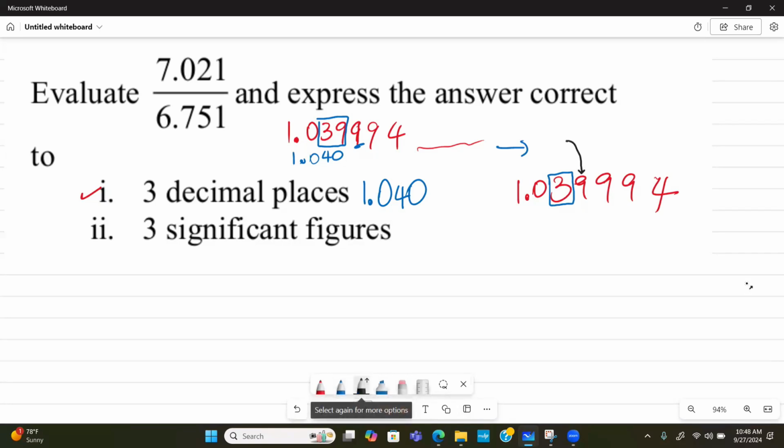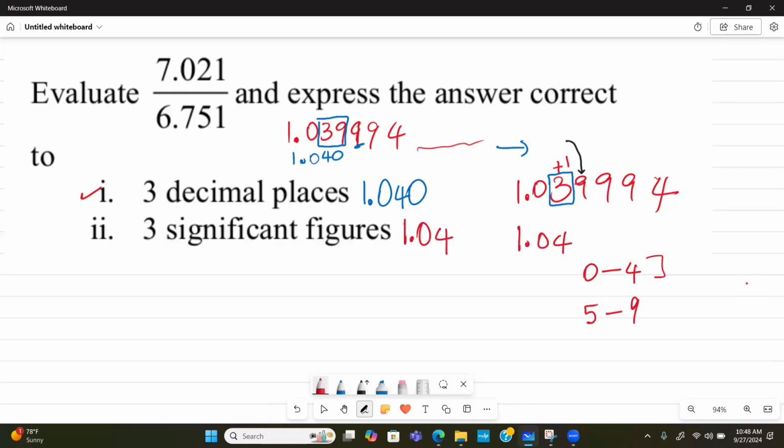Remember, the principle remains that if the digit next door is from 0 to 4, you leave the spot. But if it is from 5 to 9, you add 1. So we're going to have to add 1 to this spot. So we're looking at 1.04. So this answer is 1.04 to 3 significant figures. All right. See you next time. That's it.